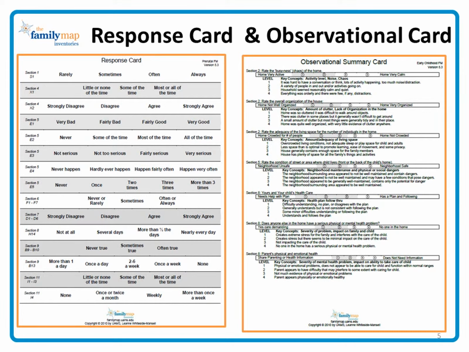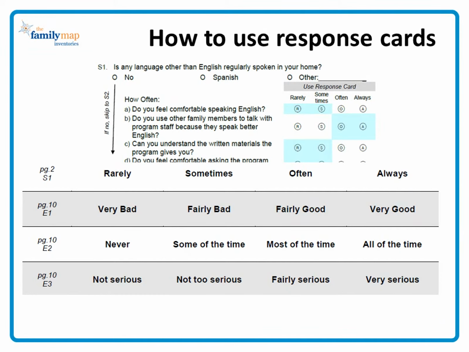The response card and observational card are tools you are given in your training. They are color coordinated to each version of the Family Map. Yellow cards are for early childhood, green cards are for infant toddler, and blue cards are for prenatal interviews. The response card helps the interview to stay on track and can help with privacy issues. If the home was crowded, the parent could point to answers instead of saying them out loud.